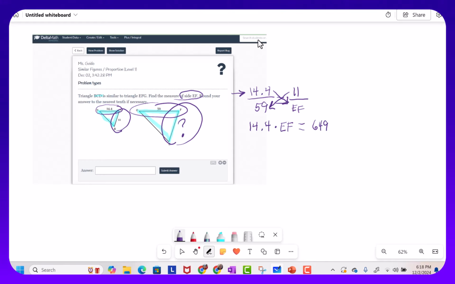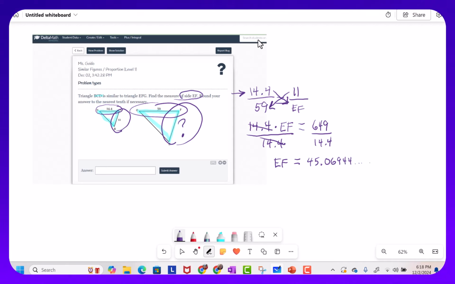Now we can just look at this equation. We can divide both sides by 14.4 so that we isolate the EF. The 14.4 is reduced to 1. So we're left with EF is equal to 45.069, and then the 4 repeats.